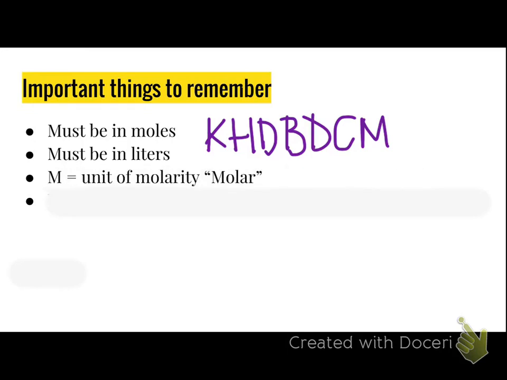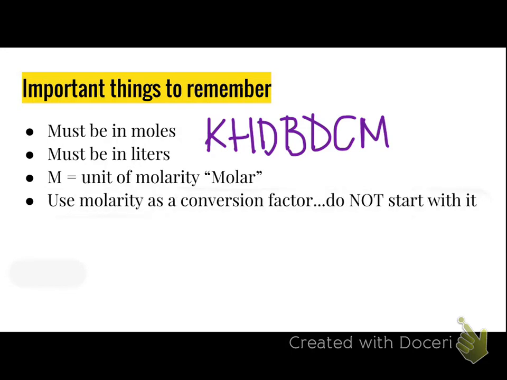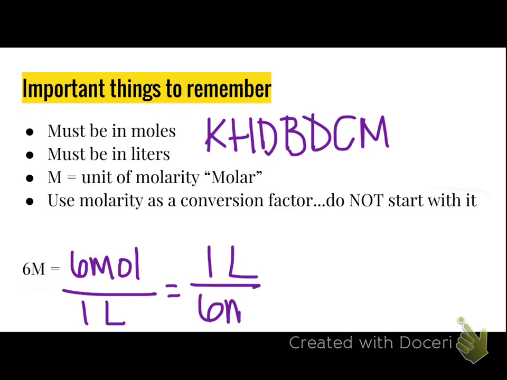So capital M is your unit for molarity, not a lowercase m, and we call that molar. And we're using molarity as your conversion factor. We're not going to start with it. And then also remember that 6 molar equals 6 moles per 1 liter, which is the same thing as 1 liter per 6 moles. You can use those interchangeably so you can have your units cancel.